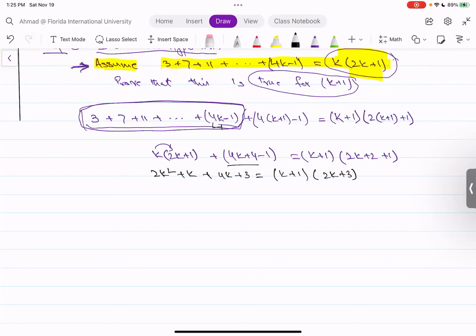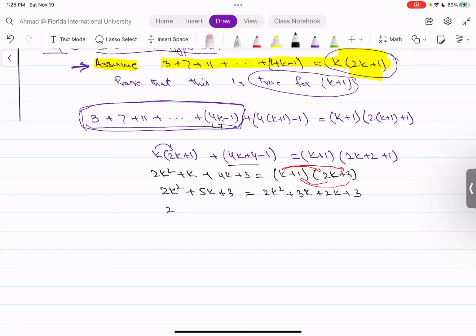Okay, now let's just do some arrangement. It is going to be 2k square plus 4k plus k, which is 5k plus 3, is equal to, let's multiply this expression now. If I multiply k with 2k and then k with 3, it is going to be 2k square plus 3k, right? And then I have to multiply this 1 with 2k and then 1 with 3. So that is going to be plus 2k plus 3, right?